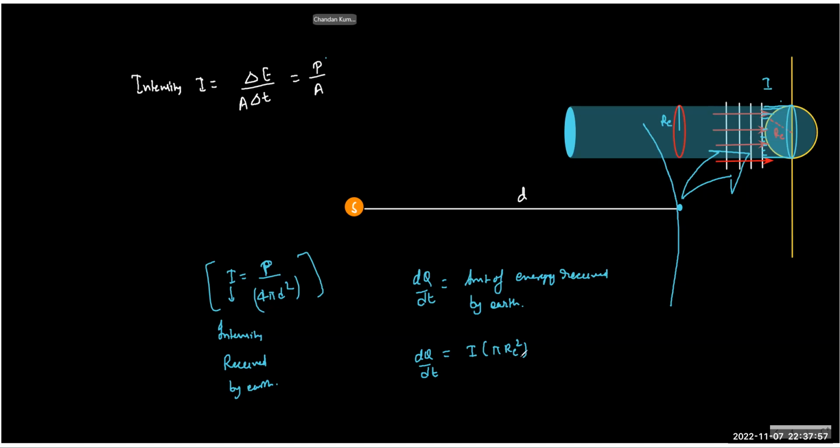And if this is the intensity, then how much energy will Earth receive per second? I into pi into RE square. Yes or no? Yes, sir. So we can write this as the power of the sun upon 4 pi d square into pi RE square. Now pi will cancel out, so we get P into RE by D whole square.